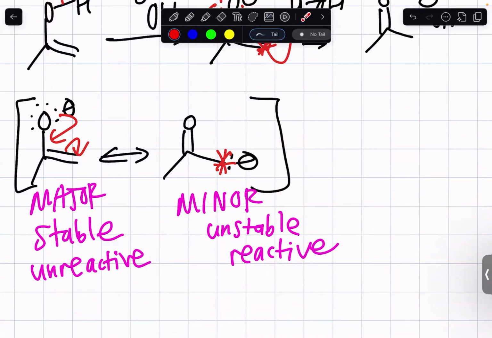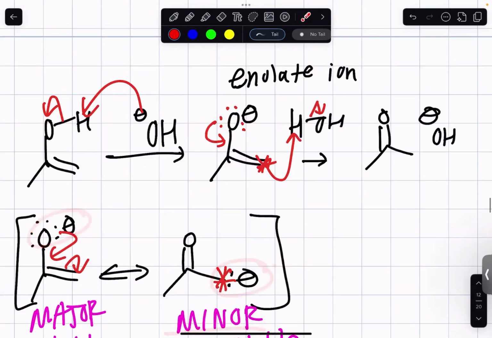Oh, so the major and minor resonance structure here is talking about more in terms of where the negative charge is, like the negative charge on the oxygen versus the negative charge on the alpha carbon. But this carbon double bond oxygen here is more stable than this carbon double bond carbon right there. And that explains why this alpha carbon here is more reactive than this O minus right here, right? Because it's less stable. It's unstable, very reactive, which is why we use that to attack a proton instead of the O minus.